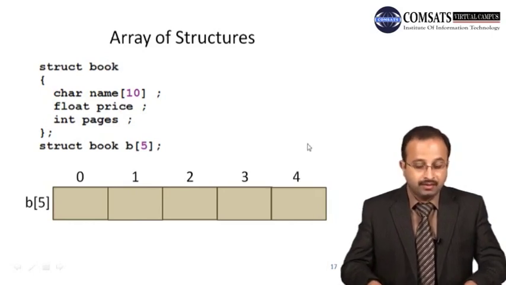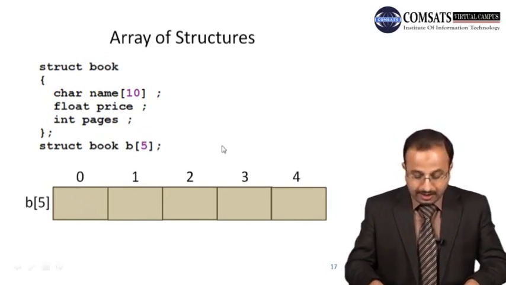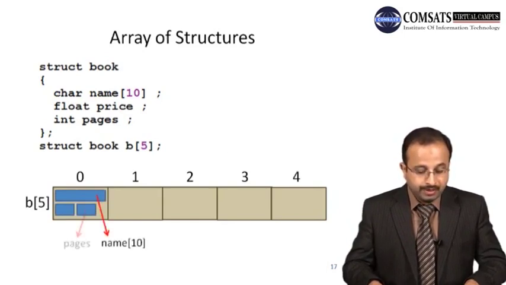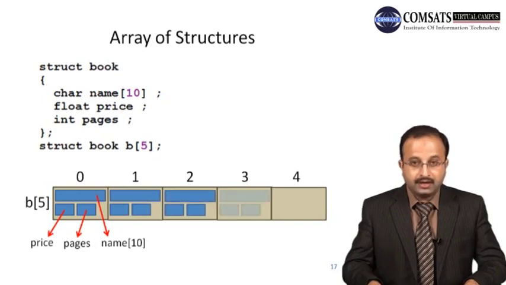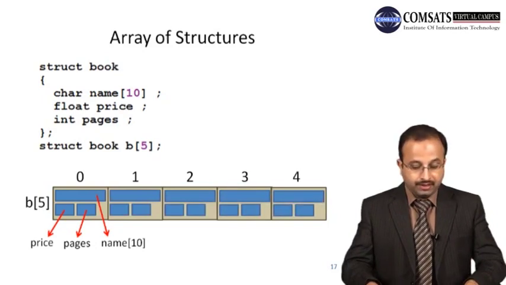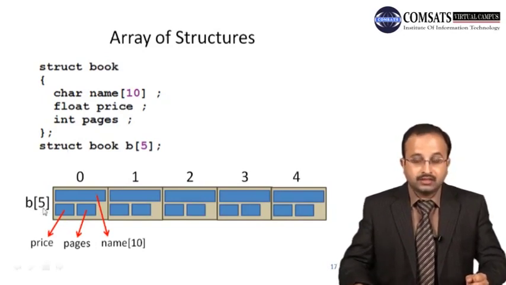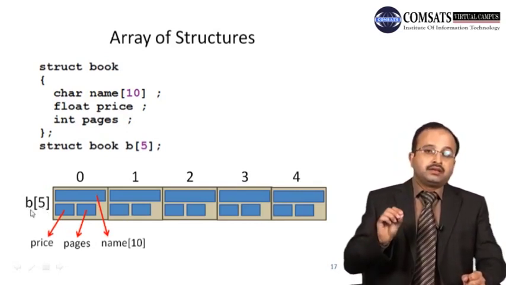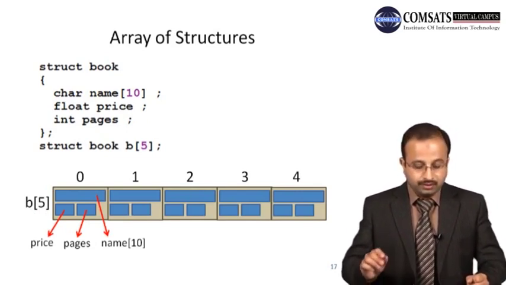And in each index we have an element of type struct book, that is like this. So this is name, this is pages, and this is price. And the same is the case with the element at index 1, index 2, 3, and index 4, right? So this is an array. The array name is B, whose size is 5, and the type of the array is struct book. This means that the type of each individual element in that array is struct book.